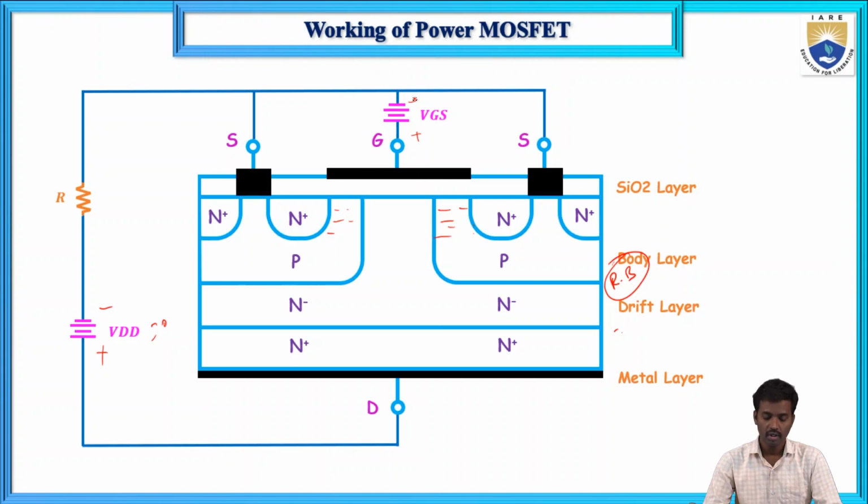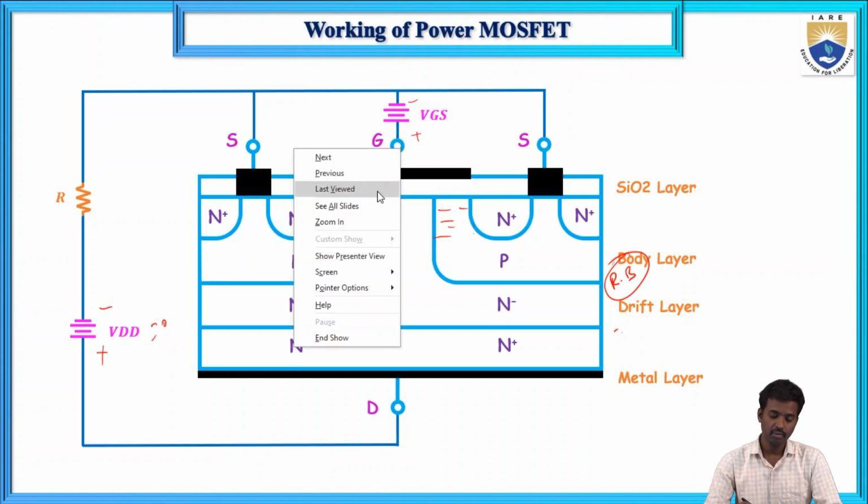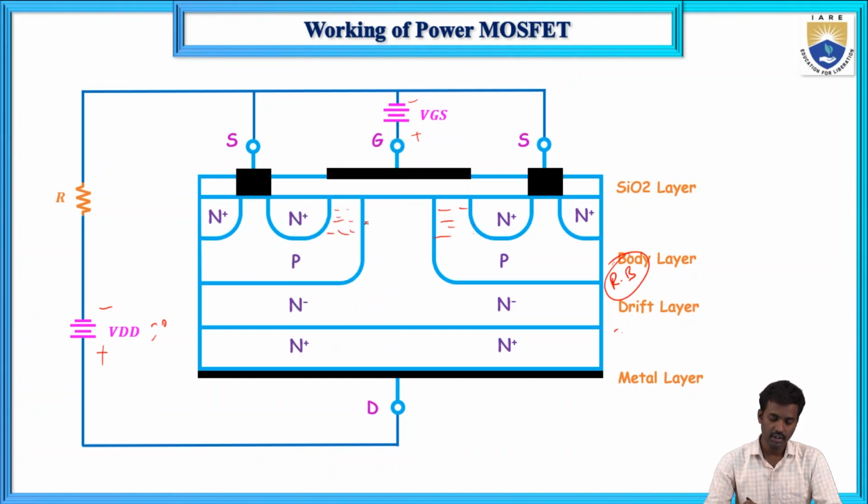Now if you give a positive supply to the gate, an electric field will be generated here. So now there is a channel. One channel is created. An N channel is created in the P region. So now from drain to the source current will flow. So how will it flow?